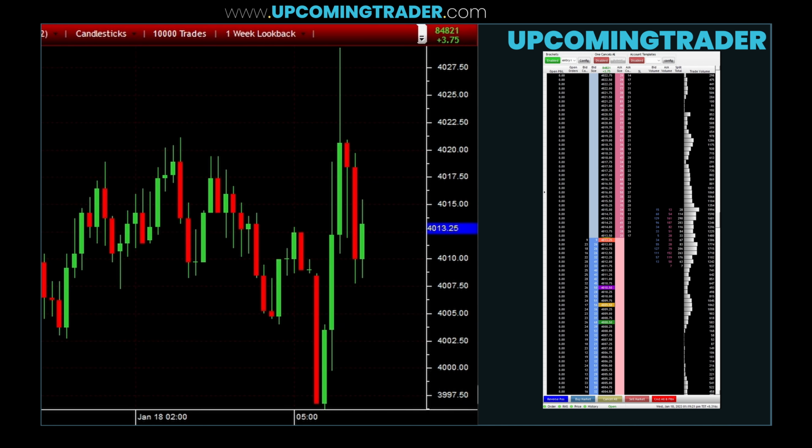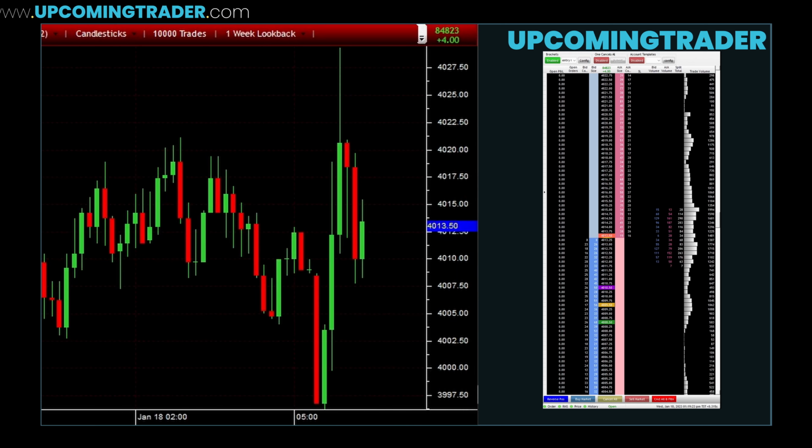These high volume nodes are crucial because they indicate areas where the market has found significant support or resistance. Price tends to react at these levels, either stalling, reversing, or breaking through with strength. Understanding these reactions can give you an edge in predicting price movements.